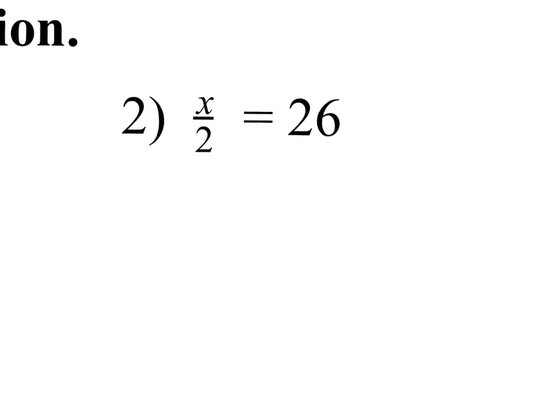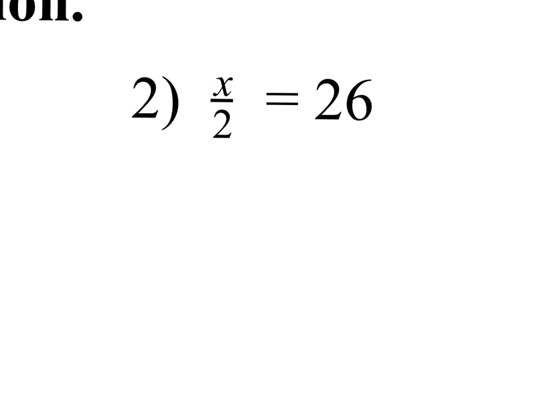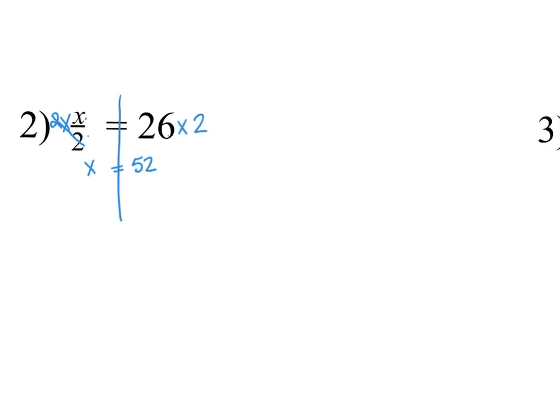Number 2, x divided by 2 equals 26. Well, the opposite of divide, as we said earlier, is multiply. So we're going to multiply both sides by 2. That cancels. It leaves me x on the left side, and then 26 times 2 is 52. And then if we checked it, 52 divided by 2 would equal 26.